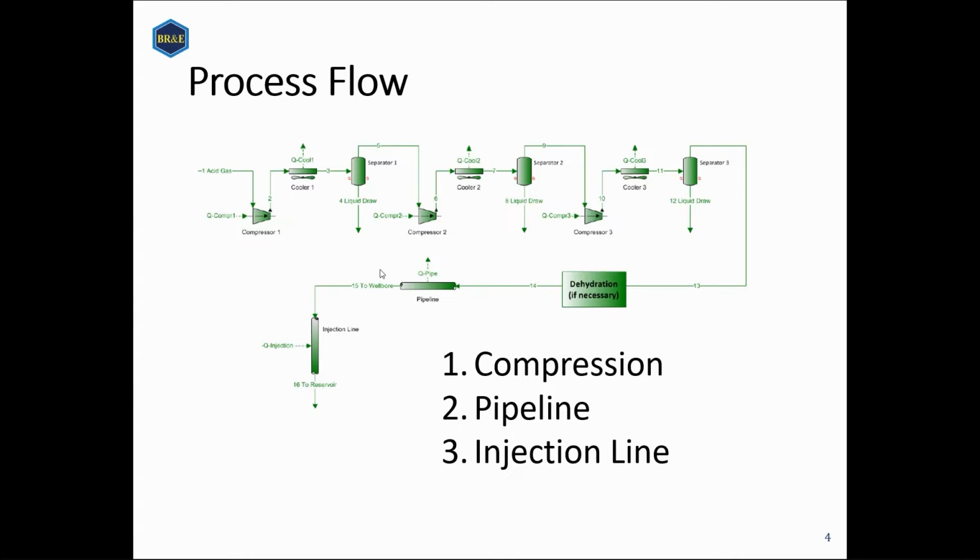You can see there's three components to this: compression, pipeline, and injection line. So coming off of that amine regenerator, we're going to be at low pressure again. We need to get that up to a high enough pressure that we can inject it in the reservoir. So we have a compression system with cooling, separation, pipeline to ship this acid gas where we need to inject it. And then, of course, the injection line, buried wellbore that's going to take this acid gas from the surface all the way down to the reservoir where it needs to go.